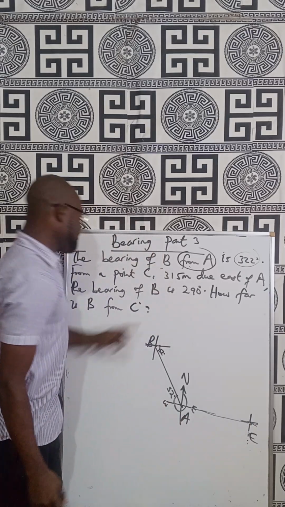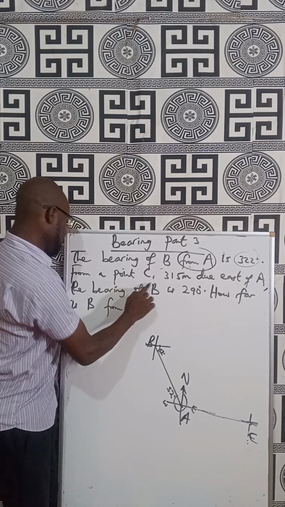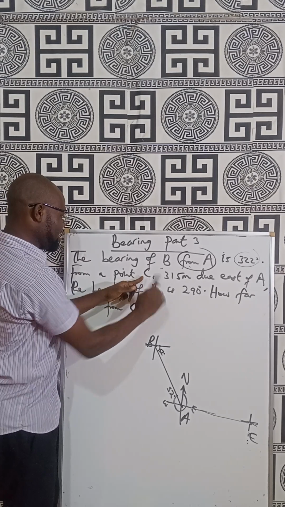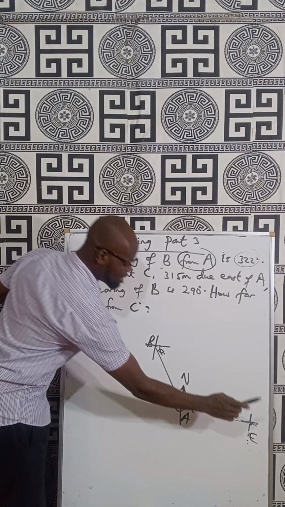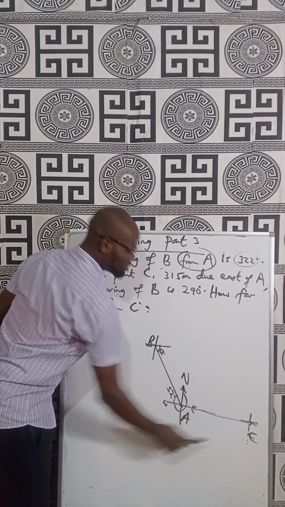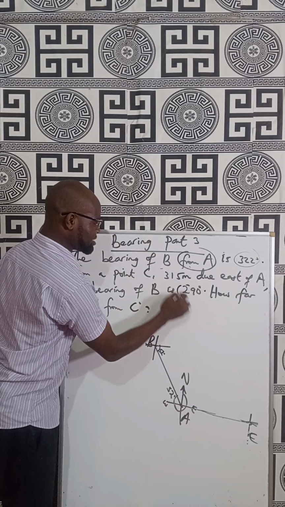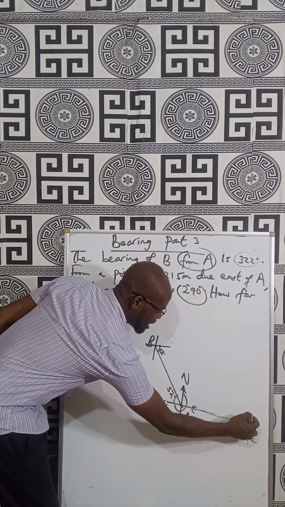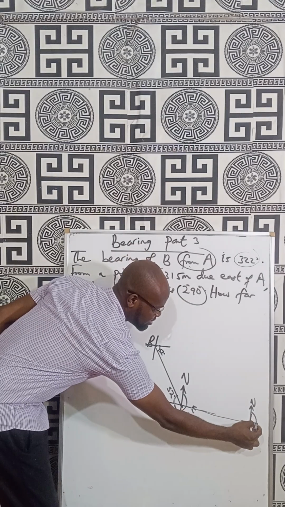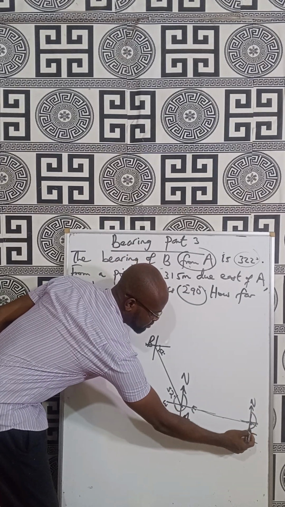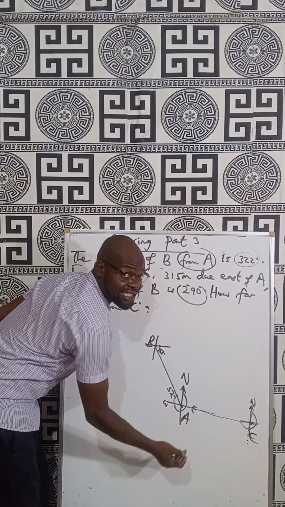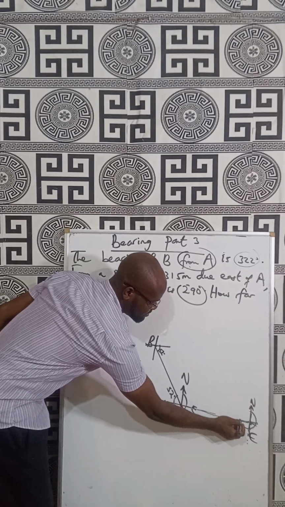They said from that point C, the bearing of B is 290. So from this point C, do the bearing from. Focus on the word from point C. So do your bearing now. 290 degrees. Start from the north in the clockwise direction. So we have 90 plus 90, that's 180, plus 90. That's 270. So 90, 90, 90. It remains 20 to reach 290. Very small angle, 20.